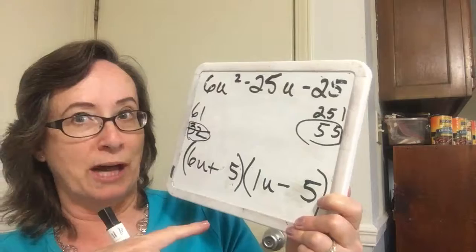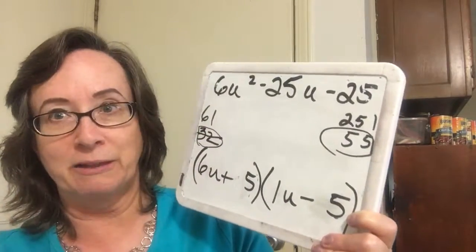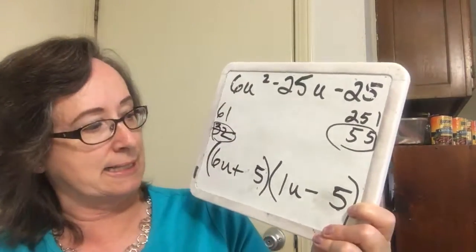So on this one, the 3 and the 2 was not the right choice. We had to go to the 6 and the 1.